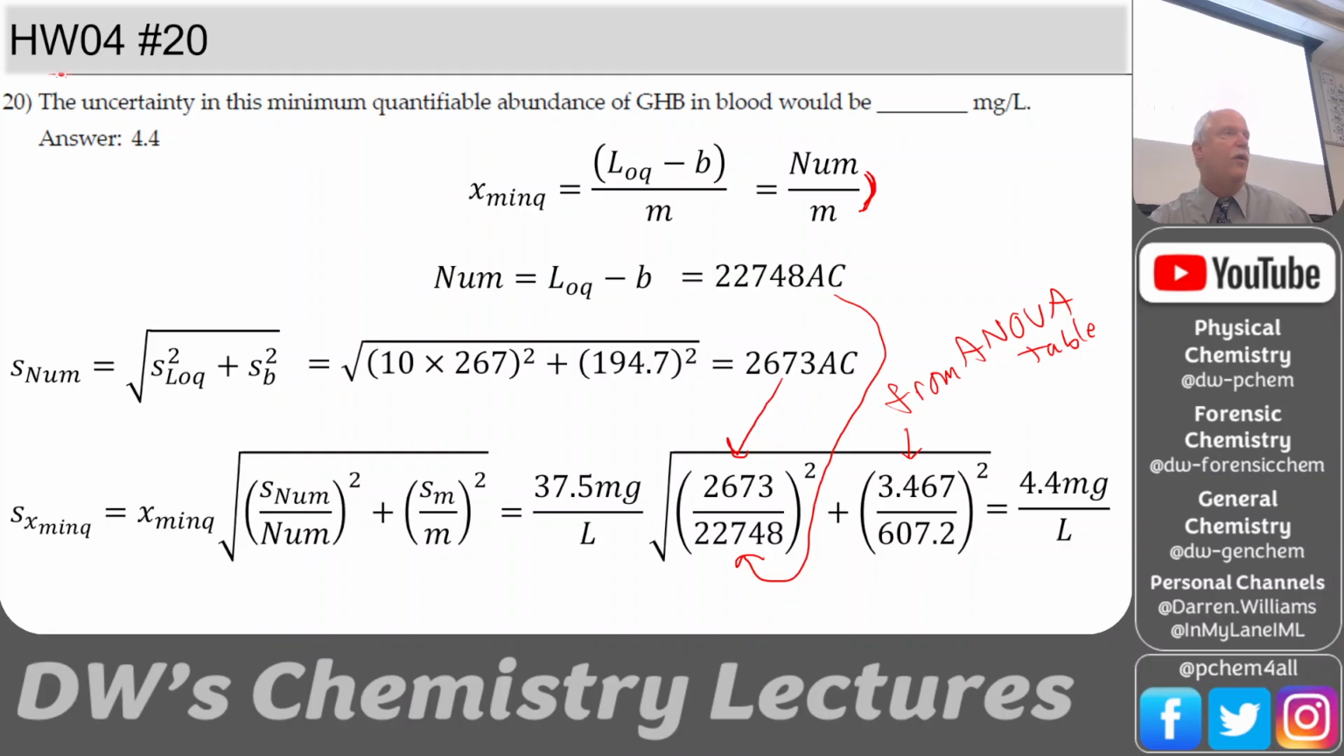And so we end up with 4.4 milligrams per liter. That would be the uncertainty in that 37.5. So that was at the end of a long set of calculations. Good job getting there without missing anything until the last one.